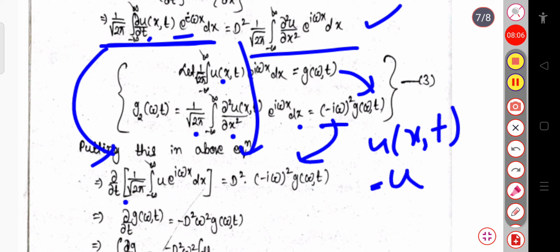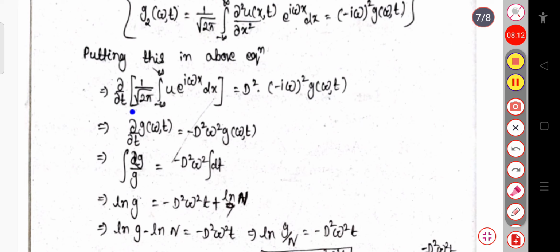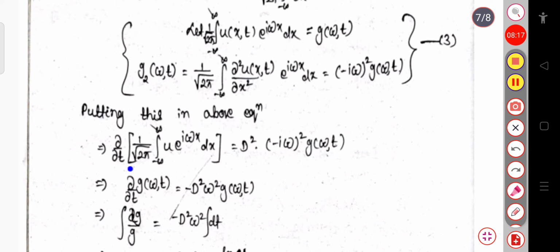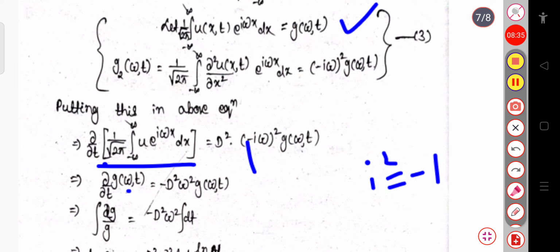Clear? Now you can see that ∂/∂t of this bracketed term is nothing but g of omega, t. So here I am writing ∂/∂t of g of omega, t. Again, i squared is minus 1, and minus squared is plus 1. So this will be plus into minus, so this will be minus d squared omega squared into g of omega, t. So for the right hand side term, I can write like this.